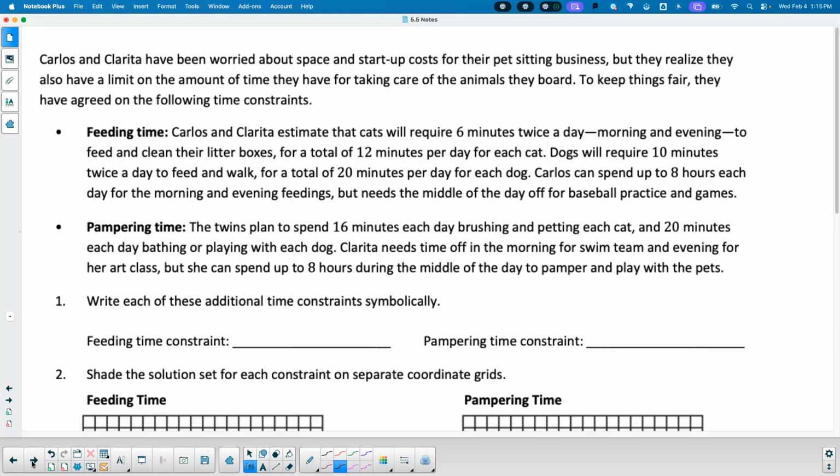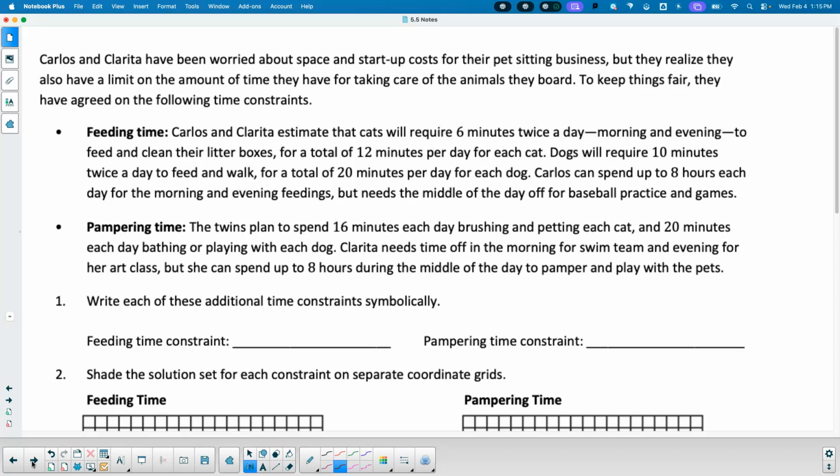Dogs will require 10 minutes twice a day to feed and walk for a total of 20 minutes per day per dog. Carlos can spend up to 8 hours each day for the morning and evening feedings, but needs the middle of the day off for baseball practice and games. The twins plan to spend 16 minutes a day brushing and petting each cat and 20 minutes a day bathing or playing with each dog. Clarita needs time off in the morning for swim team and evening for her art class, but she can spend up to 8 hours during the middle of the day to pamper and play with the pets.